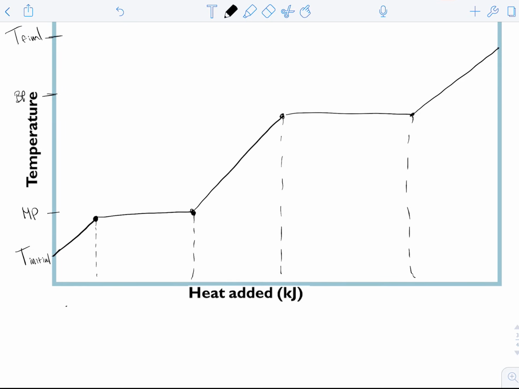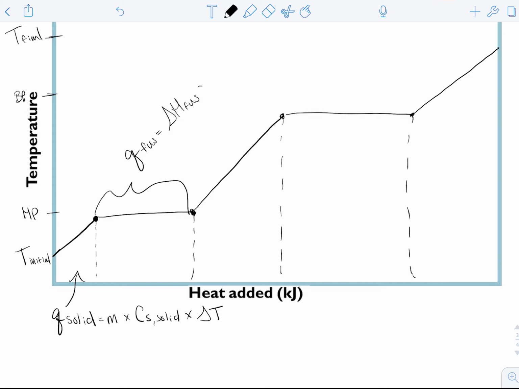Anytime we are in this first region, when we are changing temperature but not changing state, we do Q of our solid is equal to the mass of the solid times the specific heat of the solid times our delta T. So we'll start out with initial temperature and then getting to our melting point. Then we get to this region right here. This is going to be our Q of fusion is equal to our delta H of fusion times our moles. Okay, so again, changing temperature, we're dealing with grams. Changing phase, we're usually dealing with moles. But pay attention to units. That's a big thing.